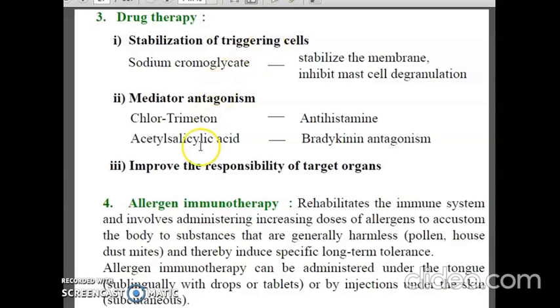Next one is allergen immunotherapy. It rehabilitates the immune system and involves administering increasing doses of allergens to accustom the body to substances that are generally harmless, like pollen and house dust mites, and thereby induce specific long-term tolerance. Allergen immunotherapy can be administered under the tongue or by injections under the skin.